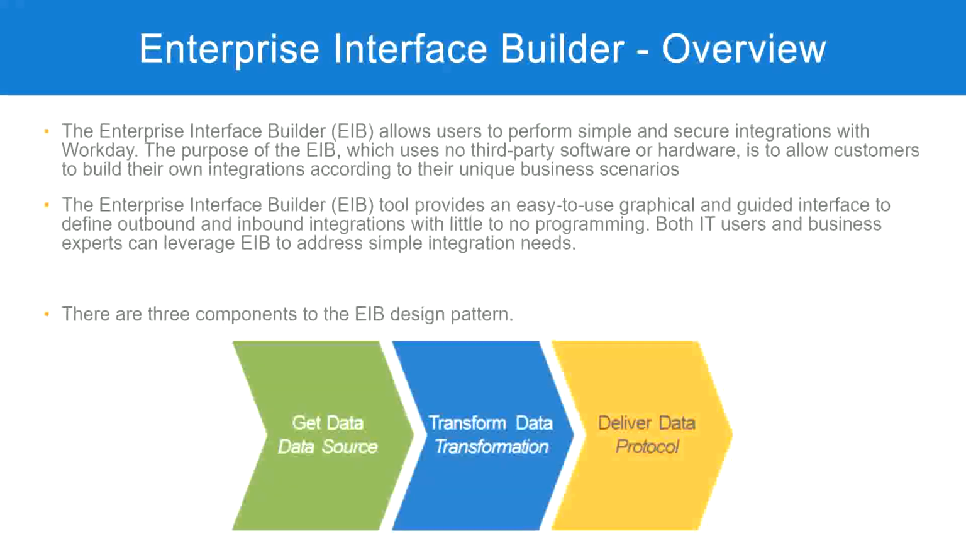How are we going to send the data to an external system? So we have to configure that as well. So once we do these 3 steps, our EIB is ready. We are going to start exchanging information from Workday with an external system.